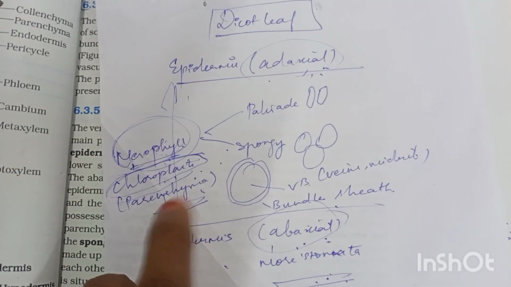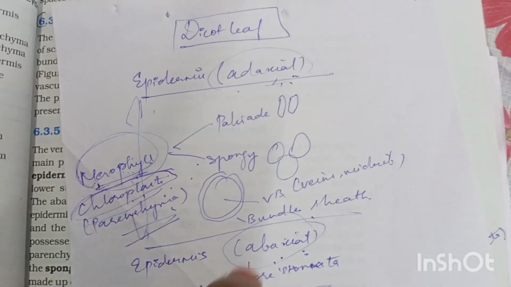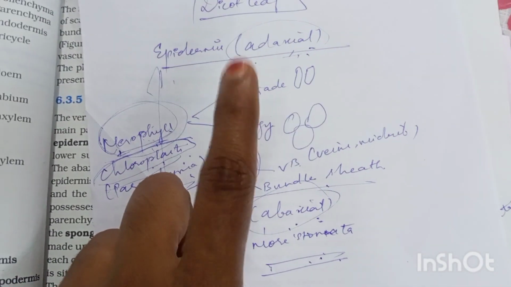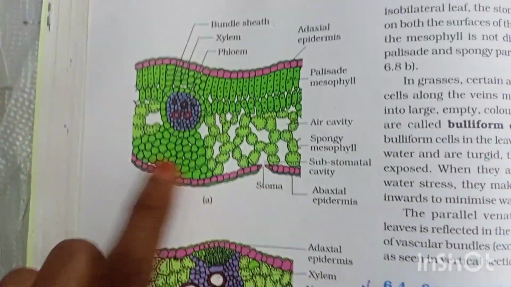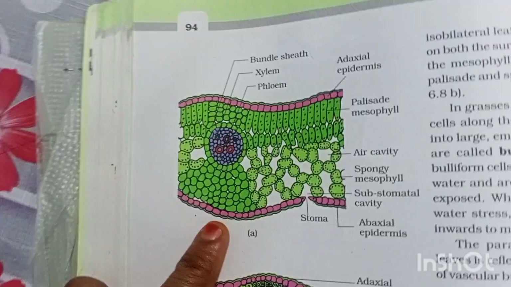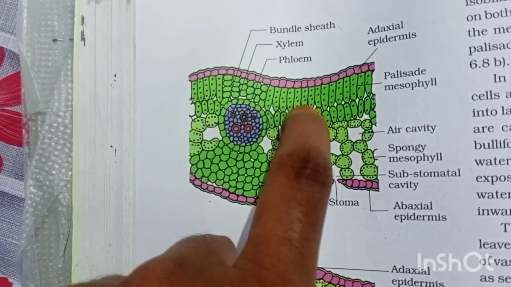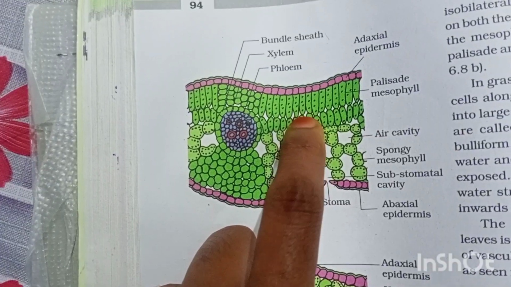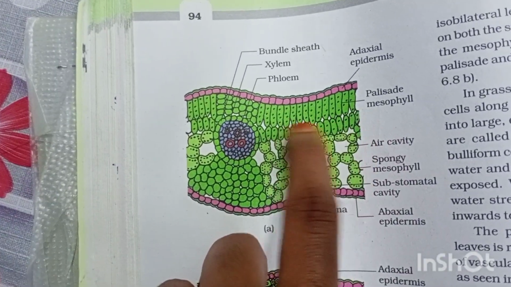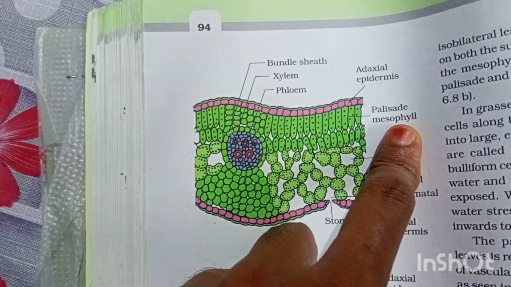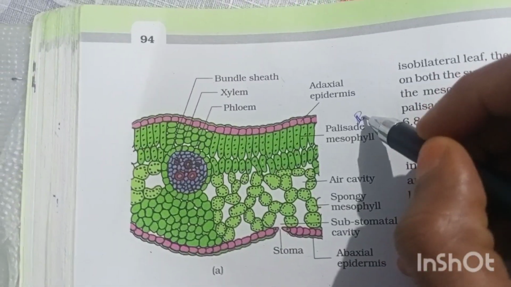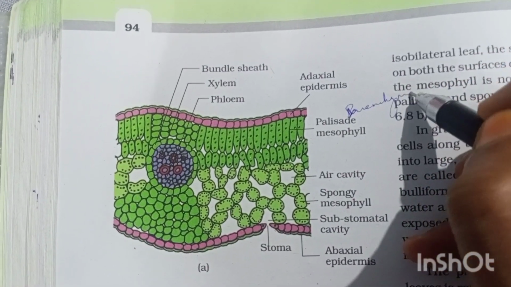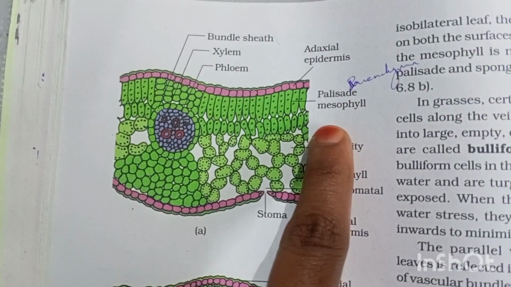But here, based on the shape and arrangement, there are two kinds of parenchymatous cells in the mesophyll. See here, this is the structure of a dicot leaf. Here you can see the cells are elongated. These elongated cells, which are arranged parallel to each other, are known as palisade parenchyma.